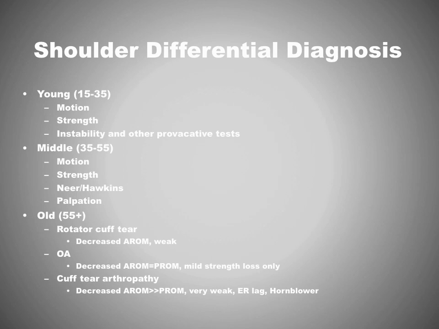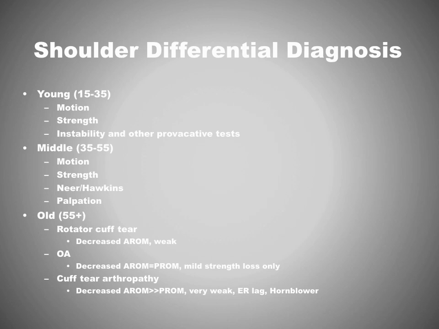So I like to tailor my physical exam based on this differential diagnosis. It helps me get out of the clinic a little bit faster, helps me make the diagnosis without putting the patient through an entire battery of 1,000 million tests. So in the young patient, I want to know their motion, their strength, and this is where the instability and provocative tests can be really important, such as apprehension relocation, load and shift test, jerk test, O'Brien's test, etc.